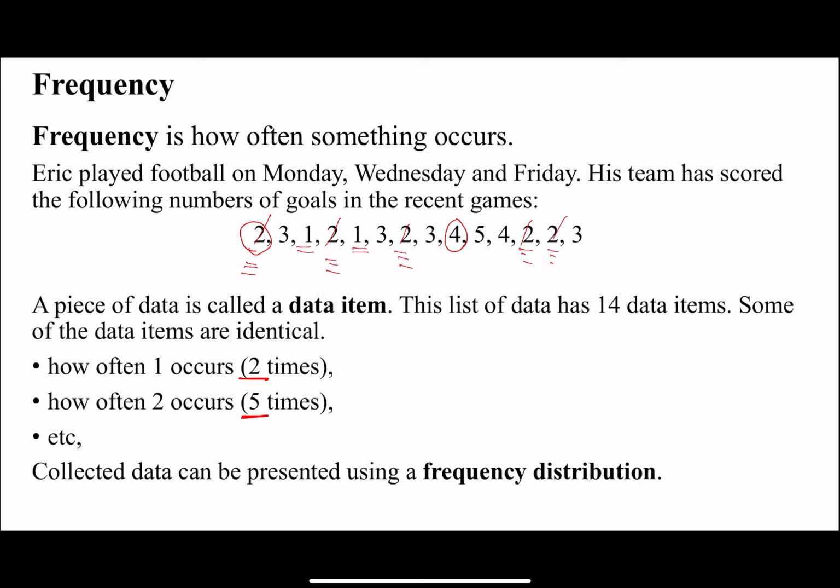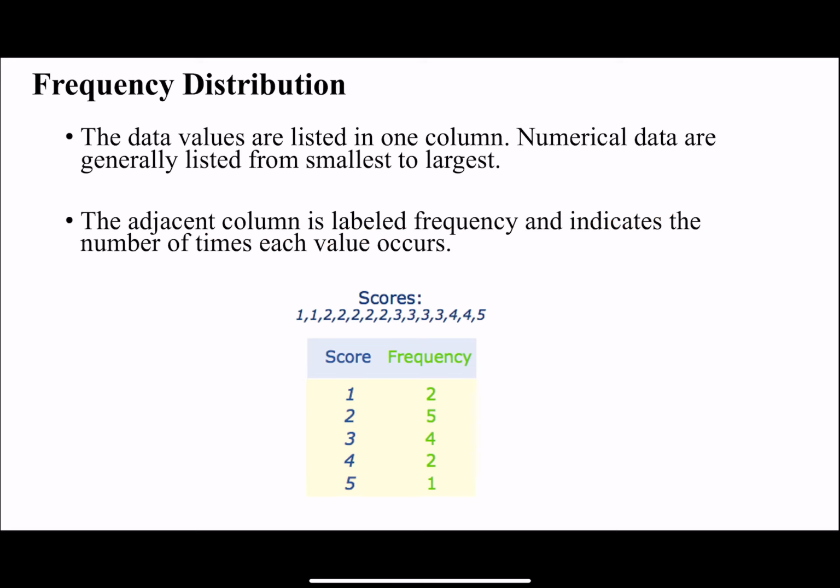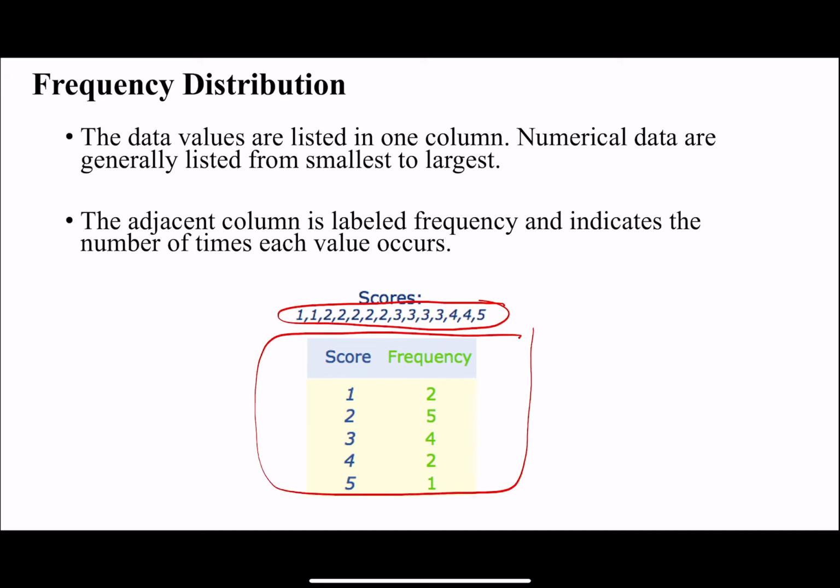So instead of just presenting data like this, I can actually create a frequency distribution. It gives a better idea of what's going on, the frequency of each score. Instead of presenting like that, I can create a table like this. One column shows the score and the other one shows the frequency. Now it's easier, right? You can see that score 1 happened twice, score 2 happened 5 times, and score 4 happened twice, right? 2 times.